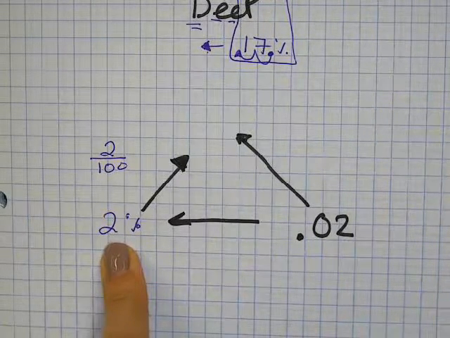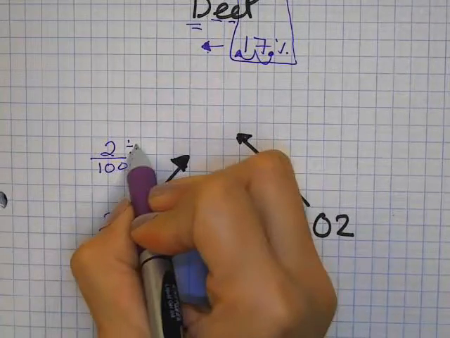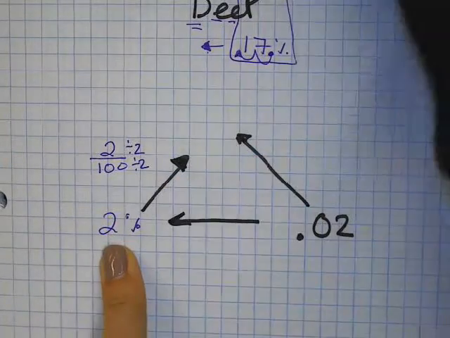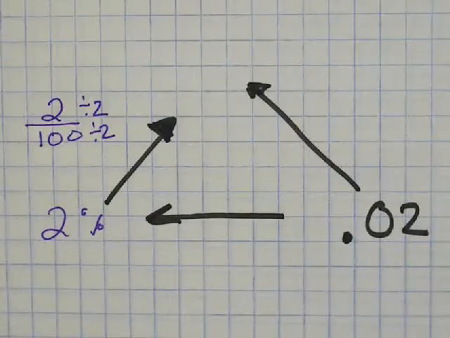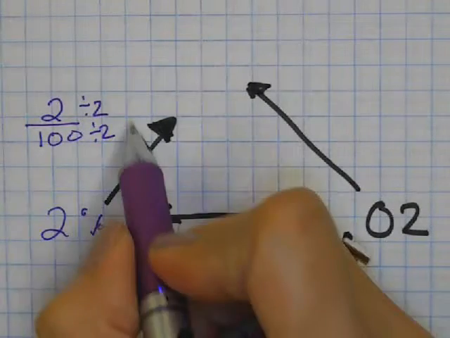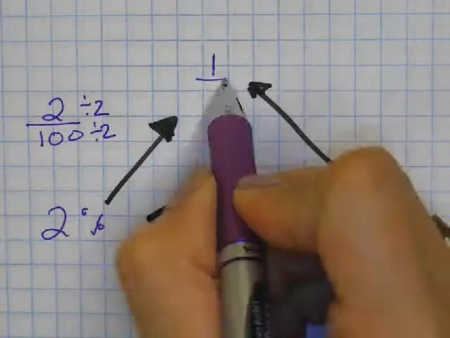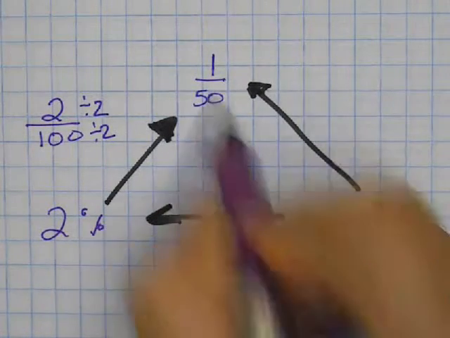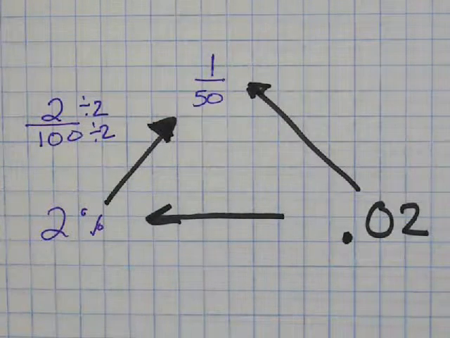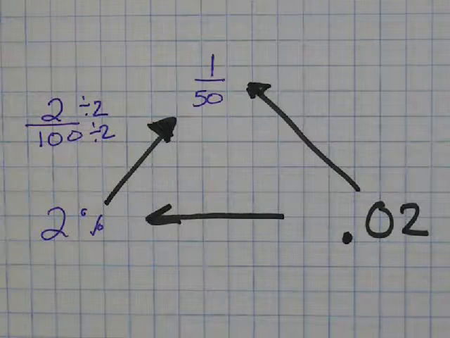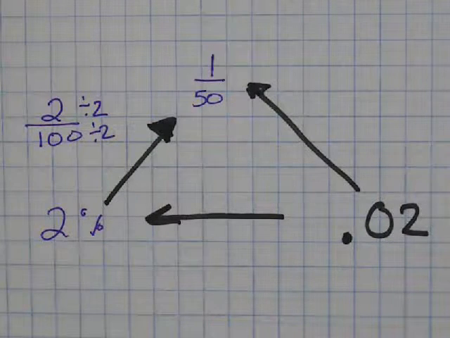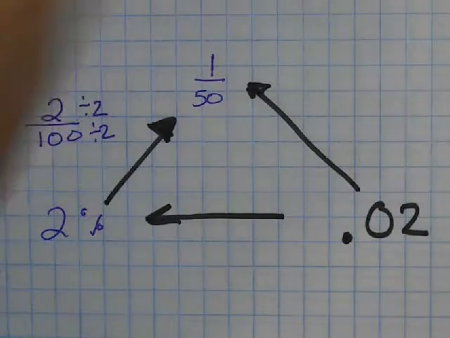What do I divide 2 and 100 by? By 2. You should all be writing this down. If I'm writing, you're writing. No excuses. What's 2 divided by 2? 1 over. Okay? So let's go back to your do now that I had you skip.